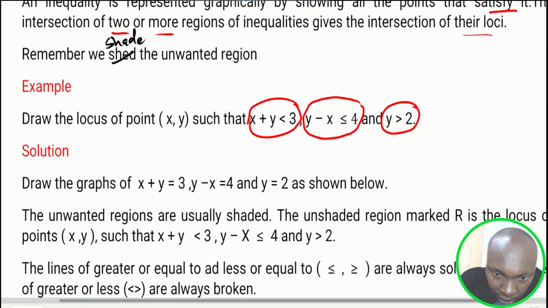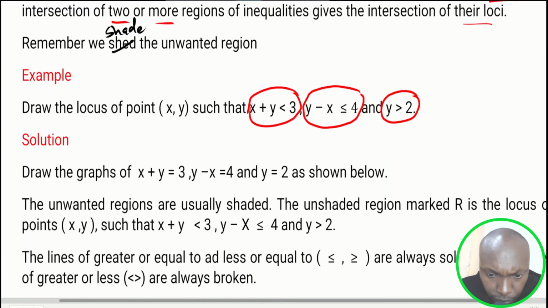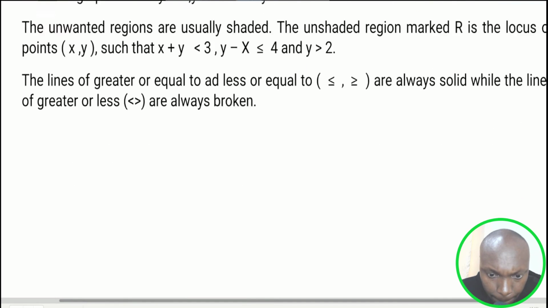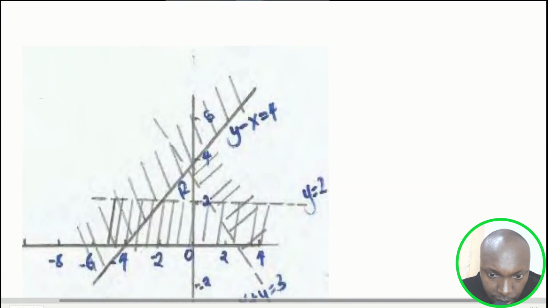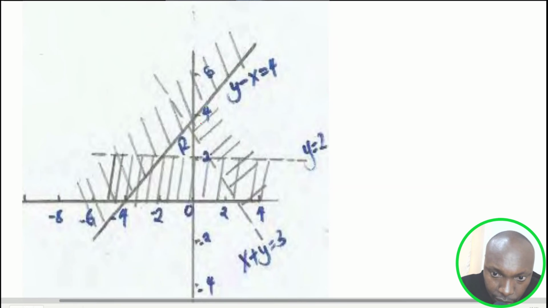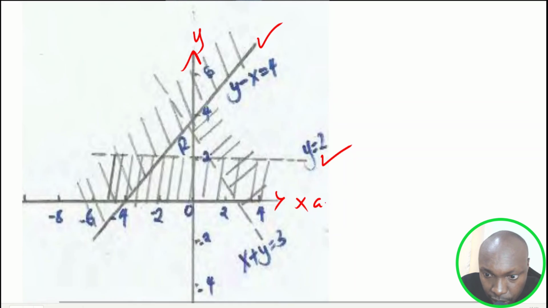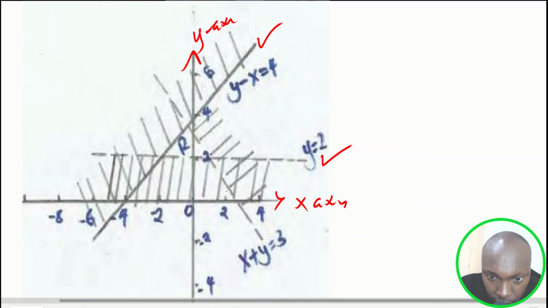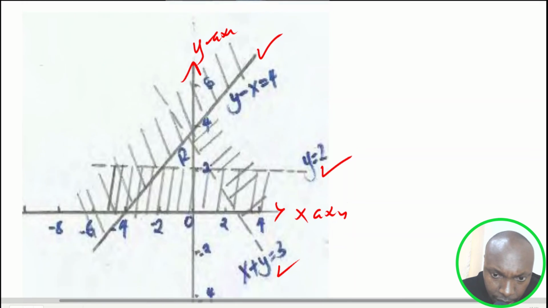Once you draw the graphs of these 3 lines, this is what you're going to get. The first one, y minus x equals 4, is this line. Then y equals 2 is this line. This one is the y-axis, and this one is the x-axis. Then the other one is x plus y equals 3. So those are the lines.